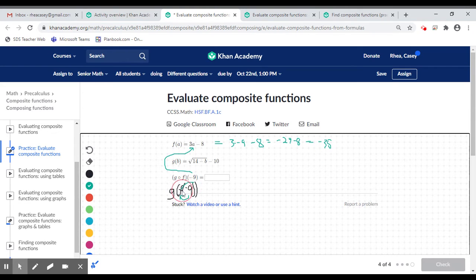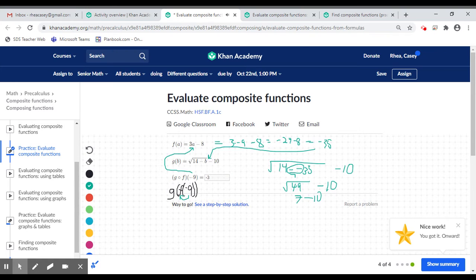Then we take that result and plug it into g. Sorry, that's a little messy there. We're going to take that result and plug it into the other function. So 14 minus -35, and then minus 10. So that would be the square root of 49. We got to turn that into plus right there. 7 minus 10, and we get our answer, -3. So that's how we evaluate composite functions. We plug in to the nearest function, then we take that result and plug it into the next one.